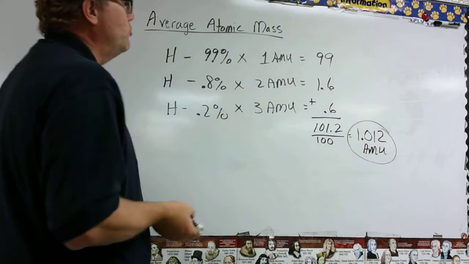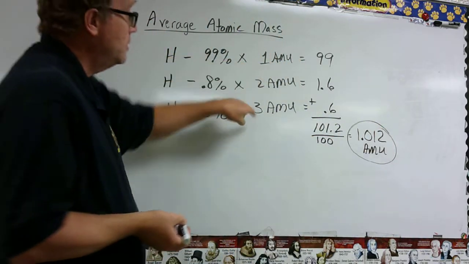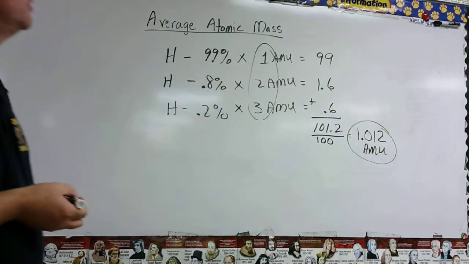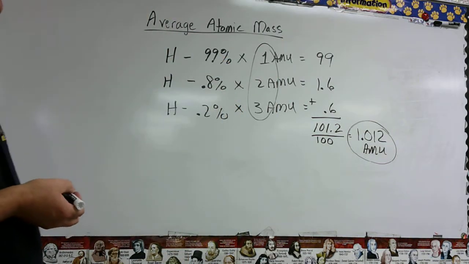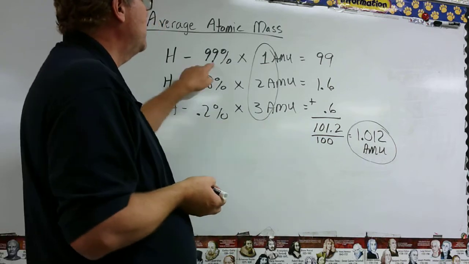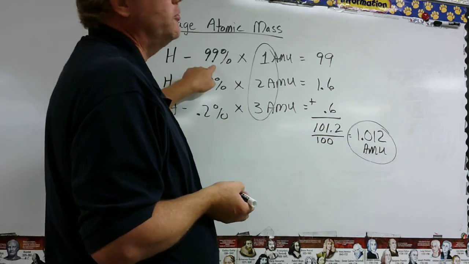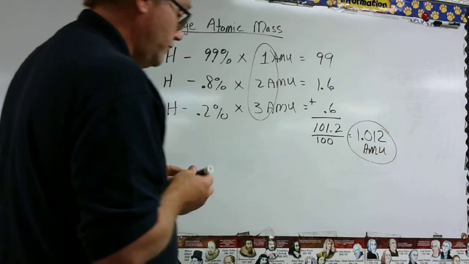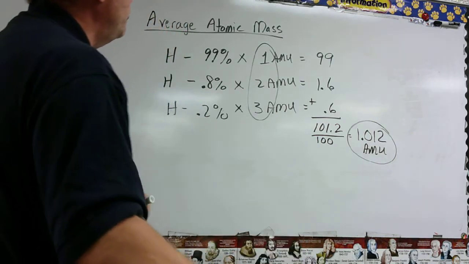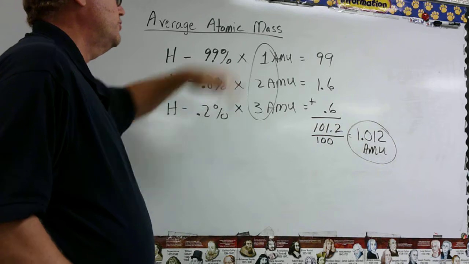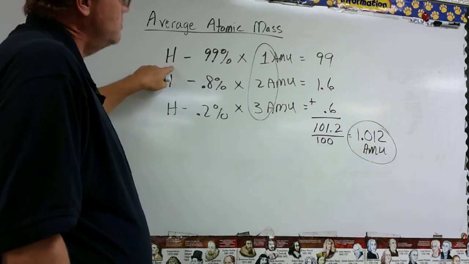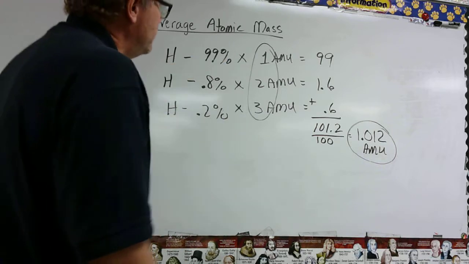Does it fall in between? Well, these numbers here, the masses, are the ones I'm looking at, not the percentages. It does fall really close to 1, which is my other check. Very high percentage, very close to 1. So the higher the abundance, or the higher the percentage, the closer it goes to that mass, which with this one is going to be very close to 1.